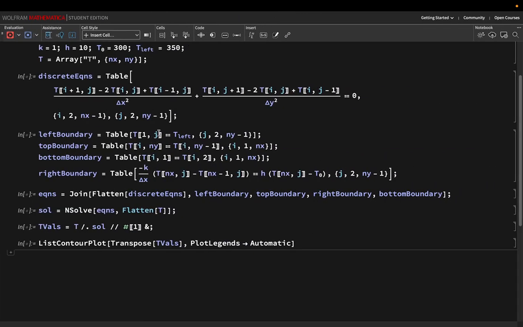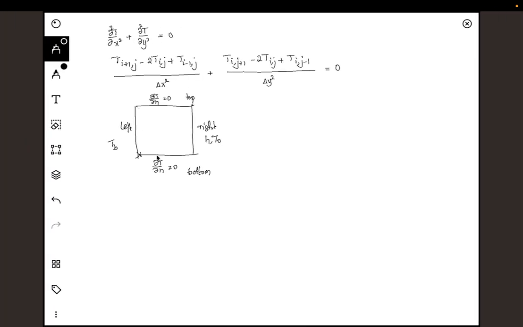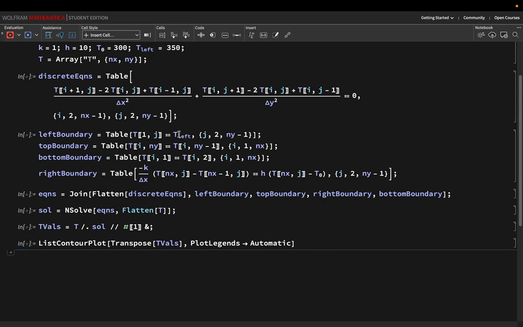For all the values of j, from here to here, for i equal to 1, it should be equal to T left, whatever is specified. And similarly for the top boundary, for all values of i at the top boundary, j will be ny, and because the gradient has to be 0, it should be equal to whatever is the value one step below it, ny minus 1. Similarly for the bottom boundary, T at j equal to 1 should be equal to whatever is on top of it, which is j equal to 2, for all the values of i.